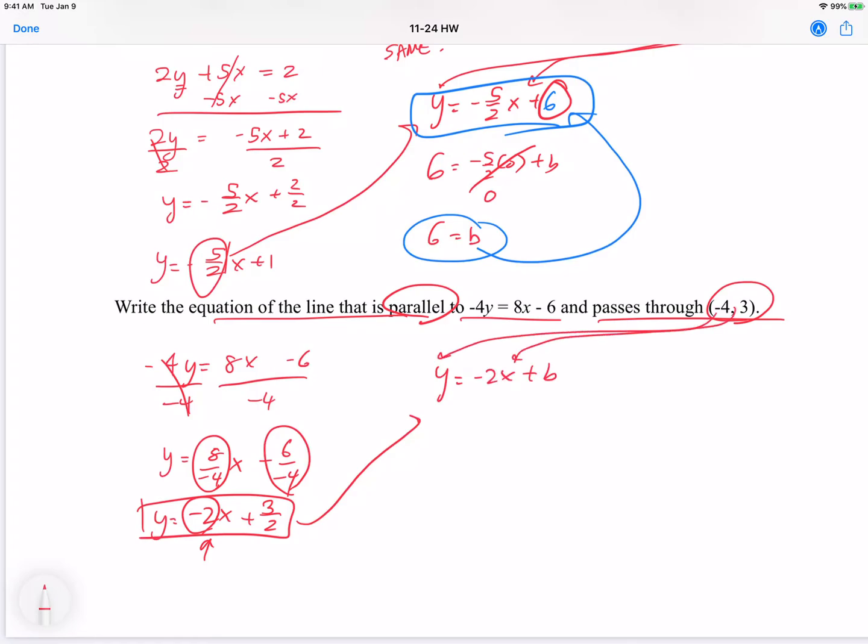Plug in your x and plug in your y. So 3 is equal to 8 plus b. Subtract 8 on both sides of the equation. You get -5 is equal to b. So my final answer, once you plug it in, is y equals -2x minus 5.